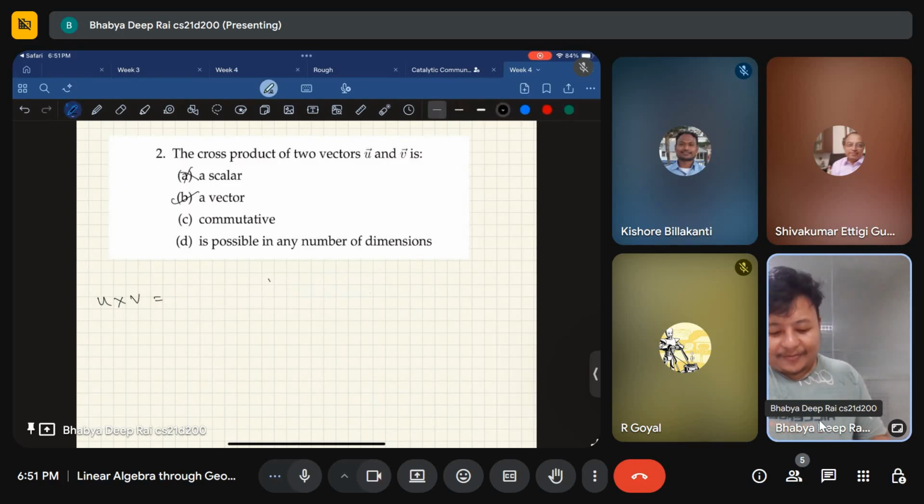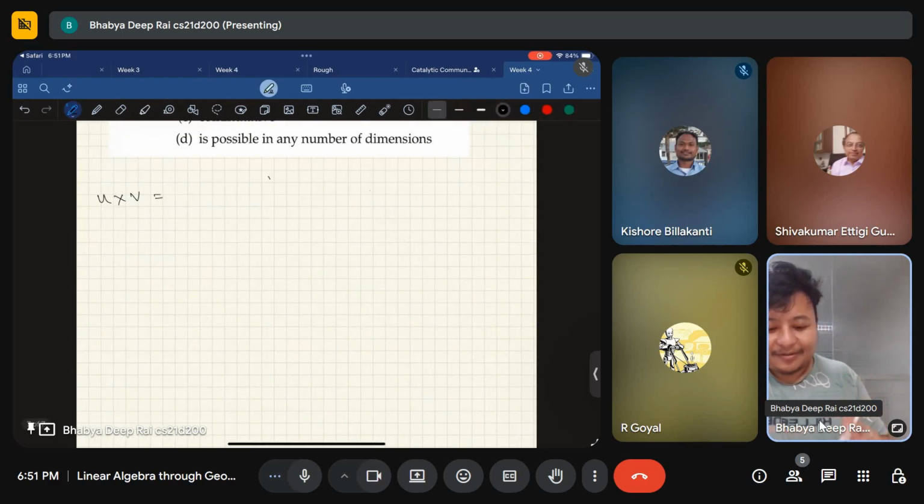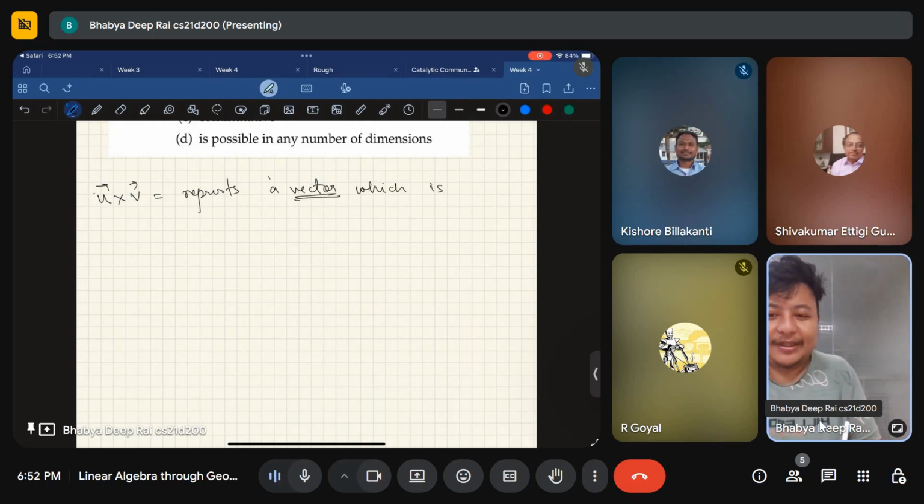Okay. So the idea of a cross product comes from the following. A cross product between u and v represents a vector. It is important: it's a vector, not a scalar. It represents a vector which is orthogonal to both u and v.